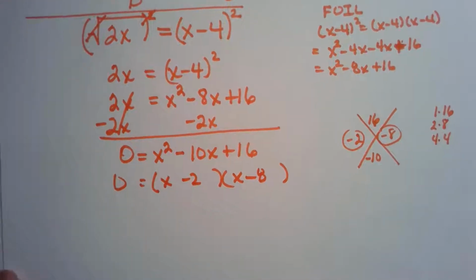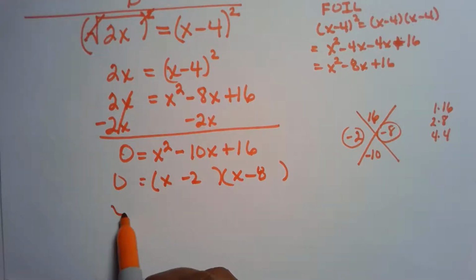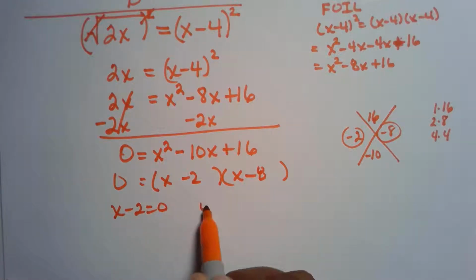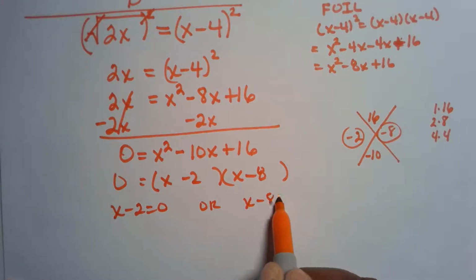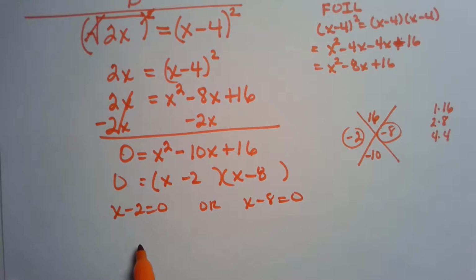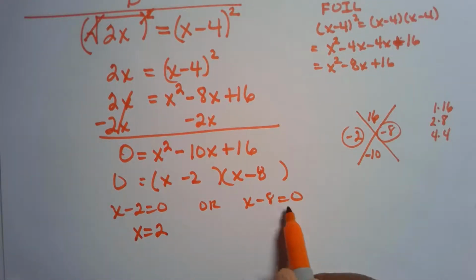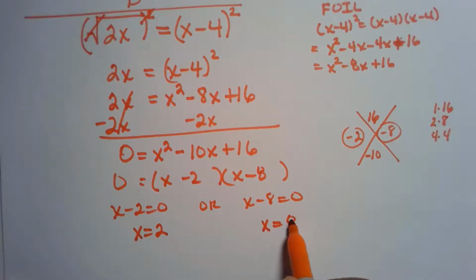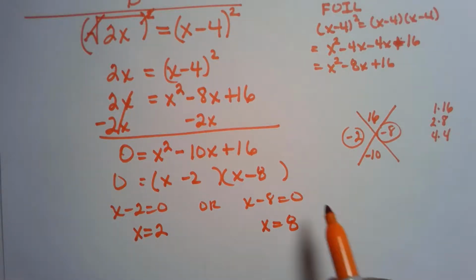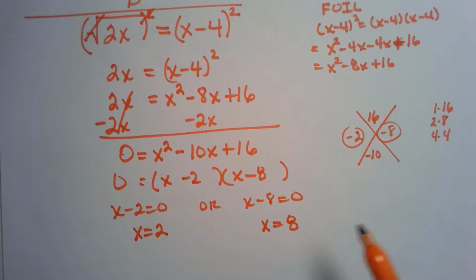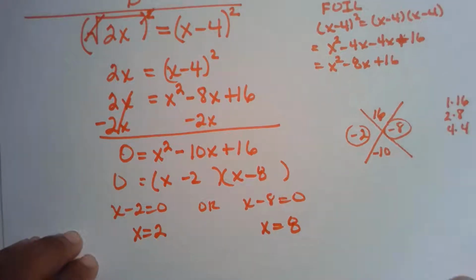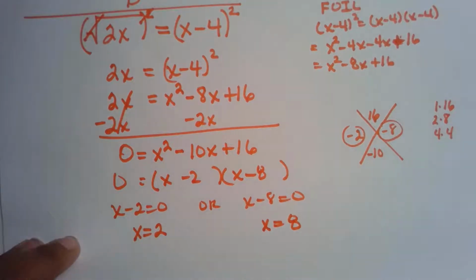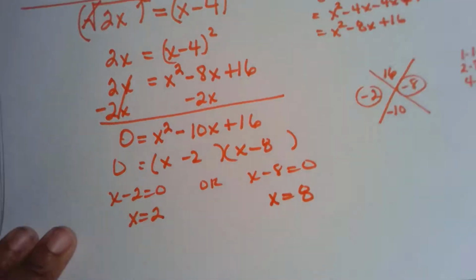Using the zero factor property, we're going to set each factor equal to 0 to solve. x minus 2 is equal to 0, therefore x is equal to 2. And we have x minus 8 is equal to 0, therefore x is equal to 8. So before we move on, we want to make sure that these solutions are true. So we're going to check each solution.